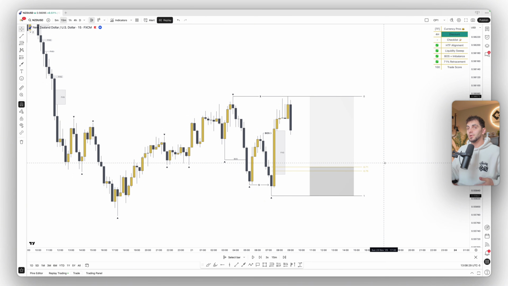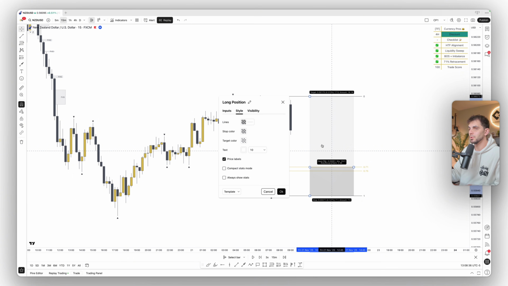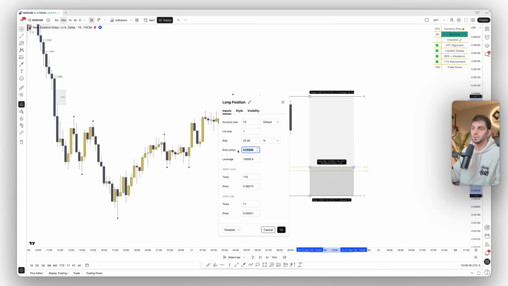So again, if you're not executing on TradingView and you have, for example, MetaTrader 4 or MetaTrader 5 on your cellular device, just double click the parameters, go to inputs, and you'll see your entry price, your take profit level, and your stop loss level. You simply input those into your execution platform and take the trade.